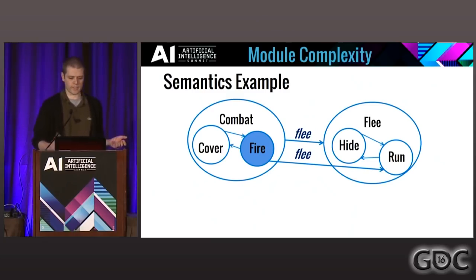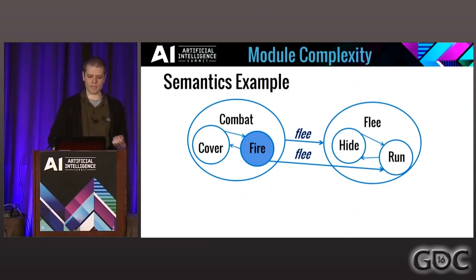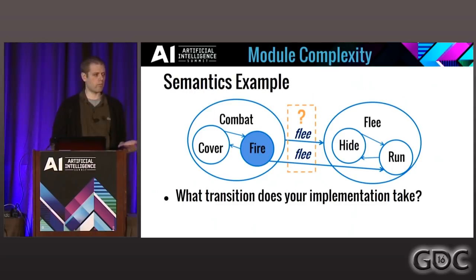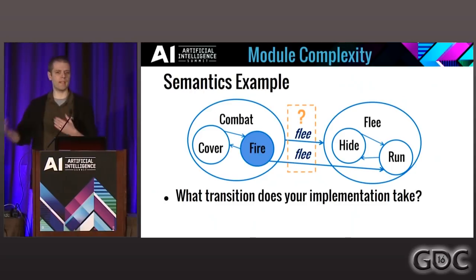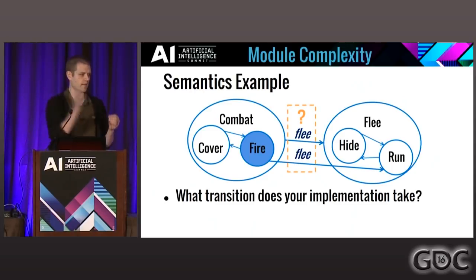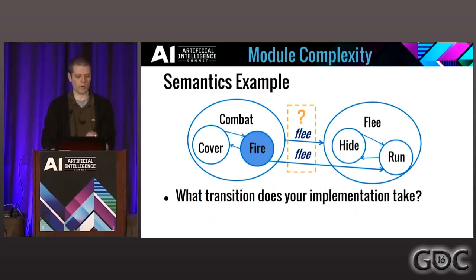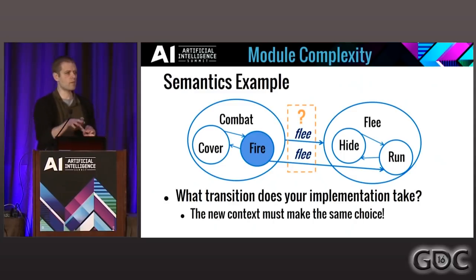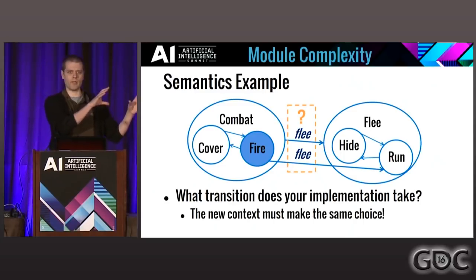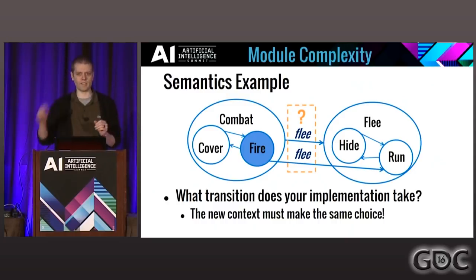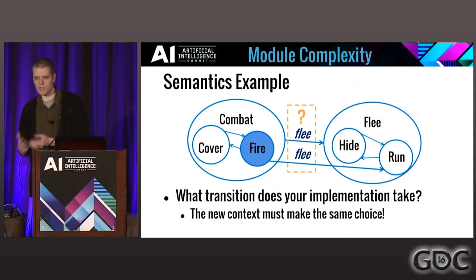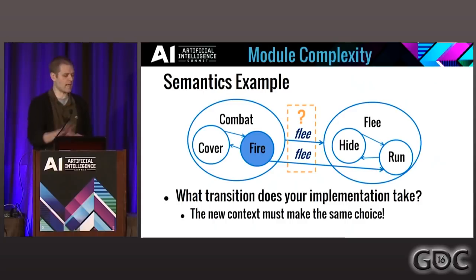So if we're in that fire state and we flee, what do we do? Your implementation is going to make some choice. Do I follow the inner transition or the outer one? I'm not here to talk about the right way to do state machines. The important thing is that when you go to reuse this, wherever you put this, we have to make the same choice, right? Our new context, our new engine, has to make the same choice. So we have to communicate exactly how these things work, what our semantics are.